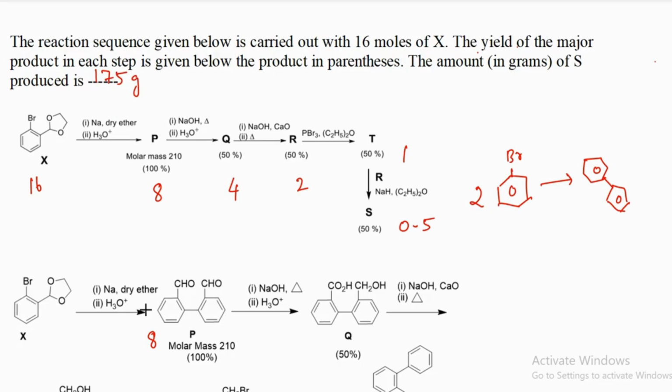So here we have to be very careful. Here the 16 is converting to 8. Sometimes students assume this is 100% yield, so they will assume that 16 gives 16 moles. Then it will go wrong. So here we have to take it very carefully, applying the theory of the Fittig reaction: 2 moles of aryl halide convert to 1 mole of biphenyl. So that means 16 to 8 moles. This is the key point. If you forget, then the whole answer will go wrong.